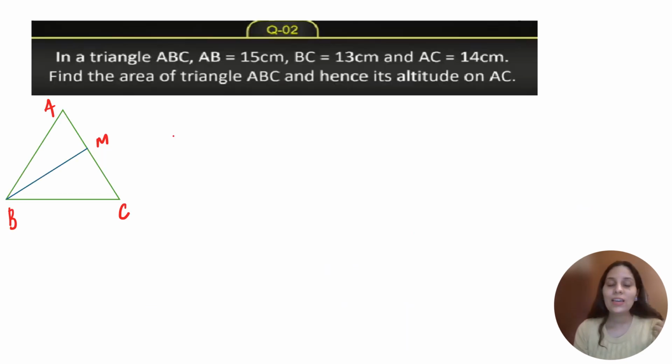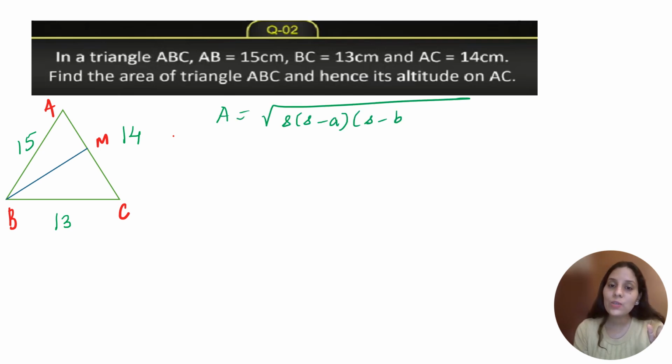Now next one. In a triangle ABC, AB is 15 centimeter, BC is 13 centimeter, and AC is 14 centimeter. Find the area of triangle ABC. First thing, we need to find the area of the triangle. As we know, area of a triangle is root over S into S minus A into S minus B into S minus C. We are given all the sides A, B, C, but not the semi-perimeter. So the first thing is to find the semi-perimeter.